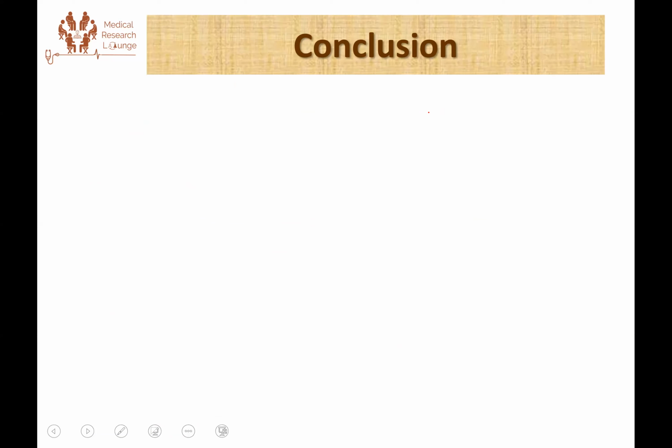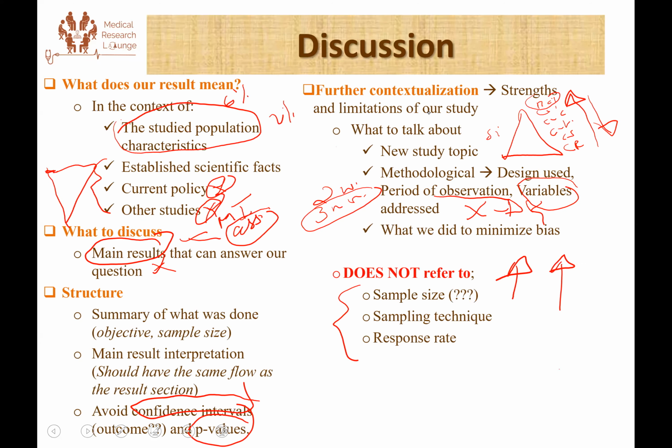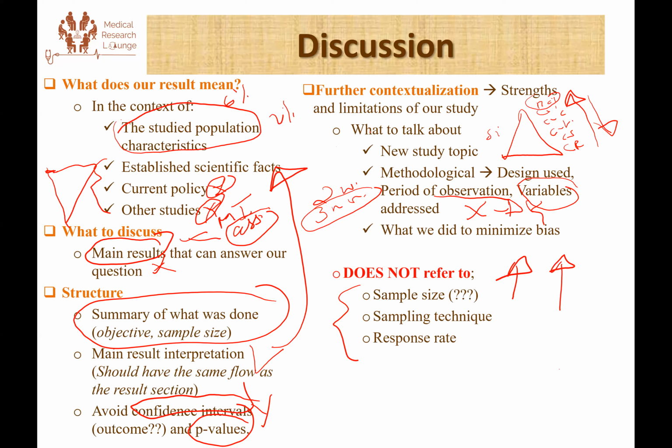So when we come to the conclusion, when we present our discussion, always make sure to follow the structure. You can present a summary and then interpretation of the main results in the context of what we have discussed here. And then we have to avoid these things. And finally, we have to present in the last paragraph the strength and limitation of our study.